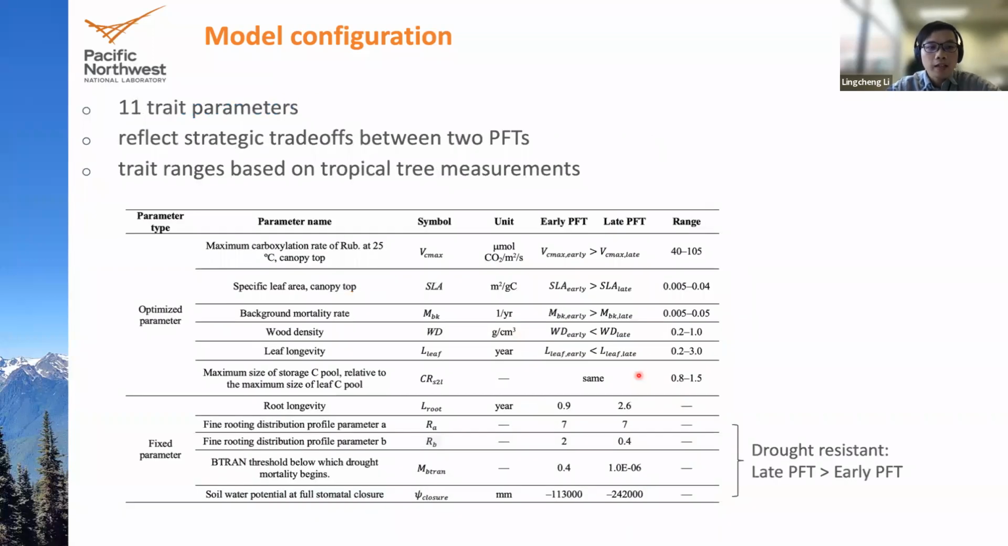Here are the specific parameters we chose. We will calibrate or estimate 11 trait parameters, including Vmax, specific leaf area, background mortality, wood density, leaf longevity, and the carbon storage ratios. All these parameters reflect the trade-offs between the two PFTs, and all the ranges are based on literature where they were measured in tropical vegetation. We also represent the early PFT as relatively less resistant to drought compared to the late PFT. We represent this because we want to study drought events later, but in this study it does not have much effect.